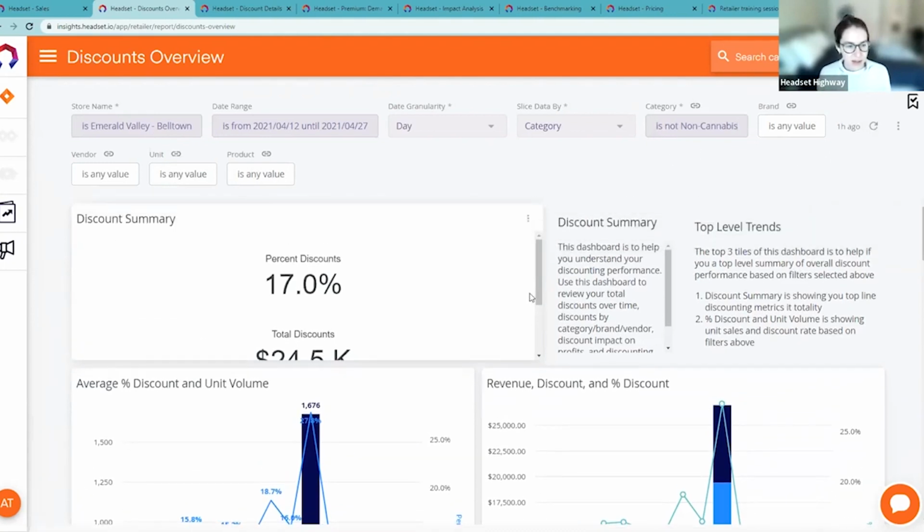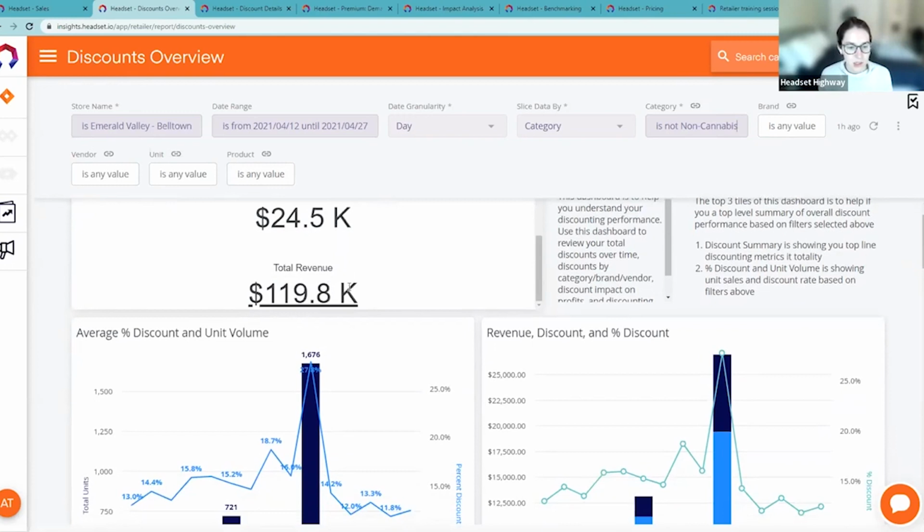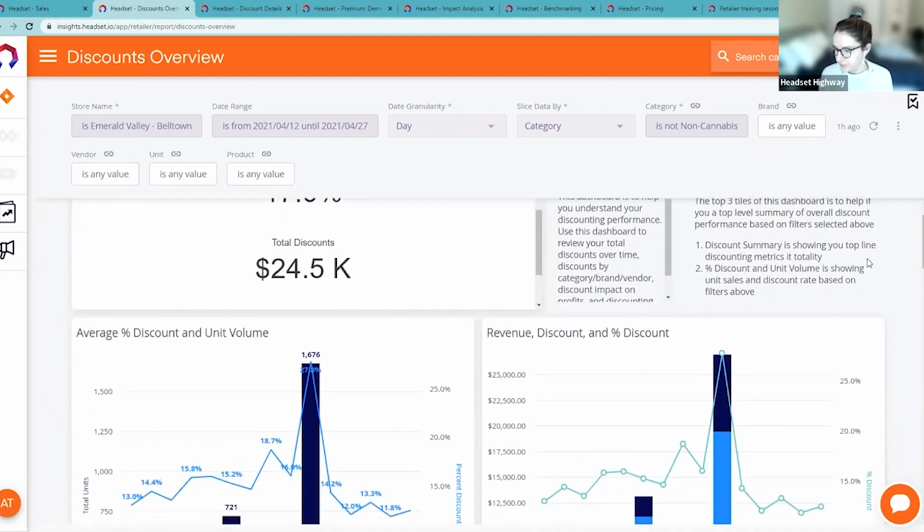All right, so now that we have our criteria here, we can take a look at first the discount summary. What the discount summary is really telling us, the first data point is going to be the percent discount. This is a percent of discounted sales within our time frame here, so within these 2 weeks. Total discounts in that time frame, total discounted amount, as well as total revenue within those 2 weeks. So what was brought in within that 2 weeks.